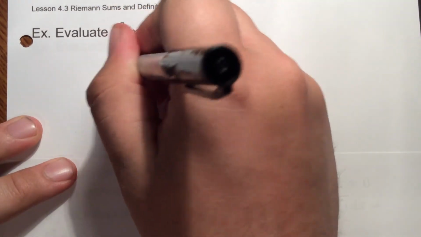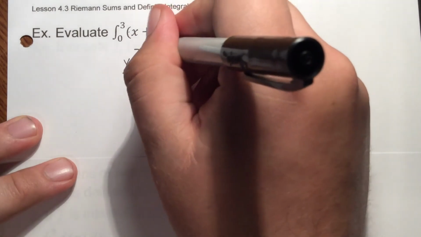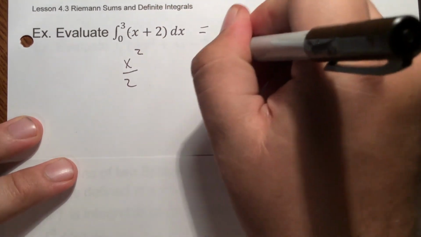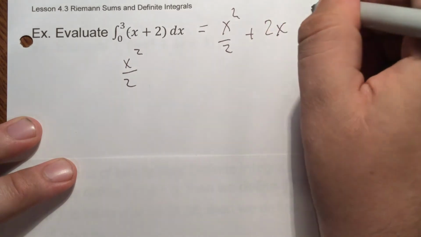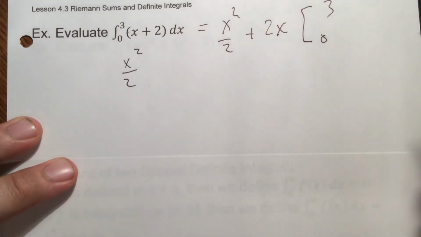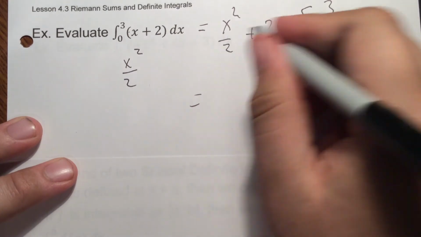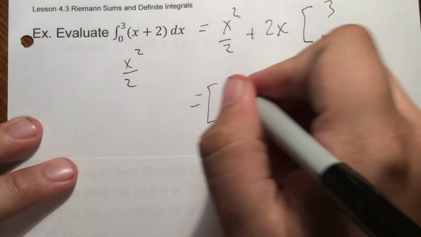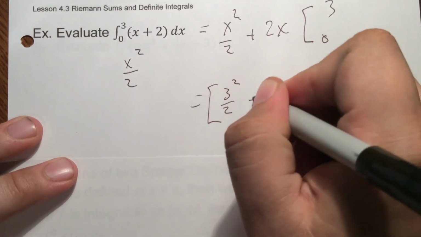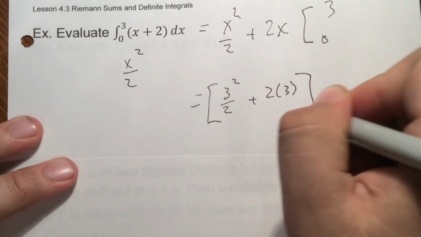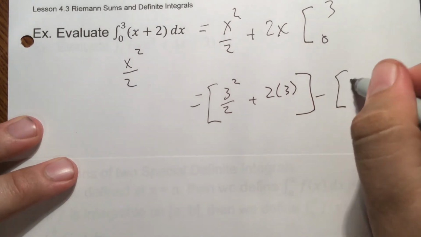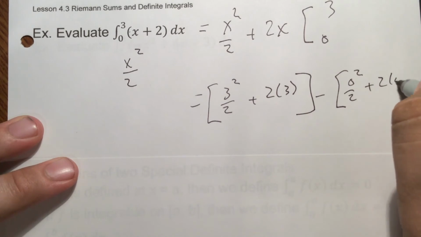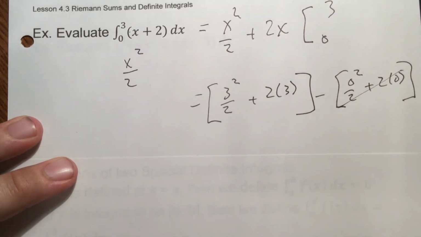So, integral here. X, remember, we get our 2, so we divide by 2. 2 just adds an x, so x squared over 2 plus 2x from 0 to 3. So, I'll go through it, I won't even jump ahead, sorry. So, bracket, start with the 3, 3 squared over 2 plus 2 times 3 minus, well, we'll have 0 squared over 2 plus 2 times 0. Again, those are all zeros. They're going to cancel out.